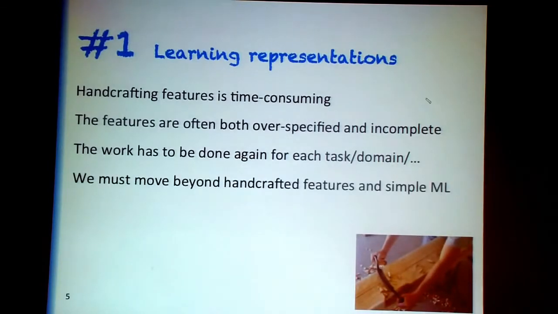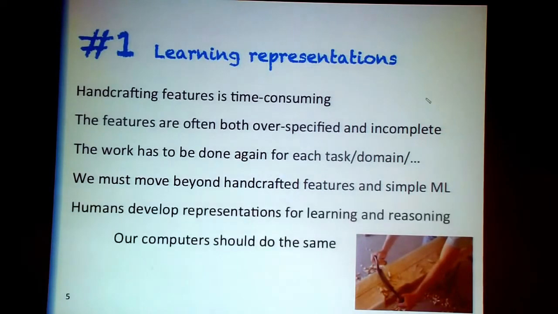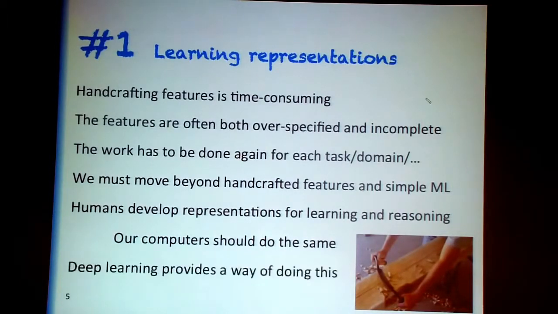So what we'd like to be able to do is move beyond these simple machine learning combined with clever human handcrafting of systems. If you look at what humans do, humans develop representations when we're confronted with new domains, representations that allow us to make sense of the domains. And we'd like our computers to do the same. And deep learning is one of the most promising ways of going about doing this.